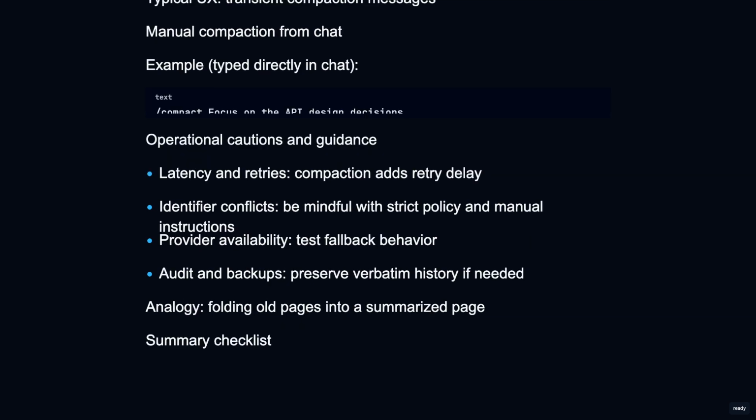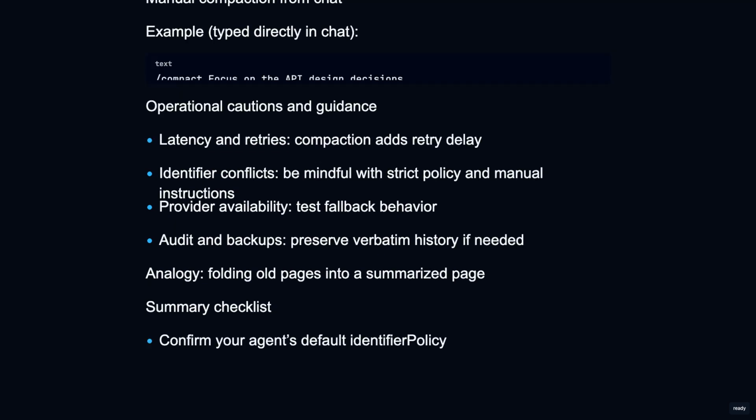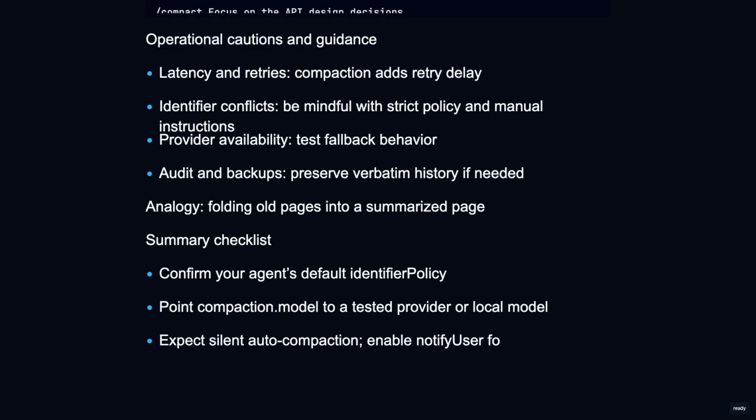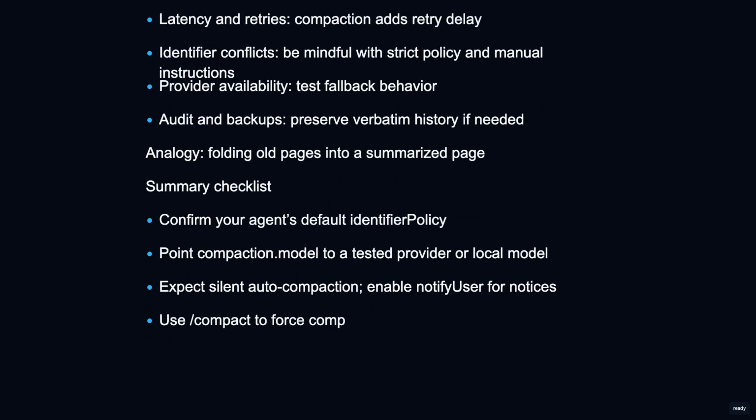Let's review the key points to remember when working with compaction. First, verify your agent's default identifier policy before adjusting compaction settings to avoid unexpected behavior. Ensure your compaction model points to a tested provider or local model, or configure a plugin provider for reliable summarization. Auto-compaction runs silently by default. Enable user notifications if you want visible feedback during compaction. You can force compaction with the /compact command, but avoid instructions that conflict with strict identifier policies to maintain consistency.